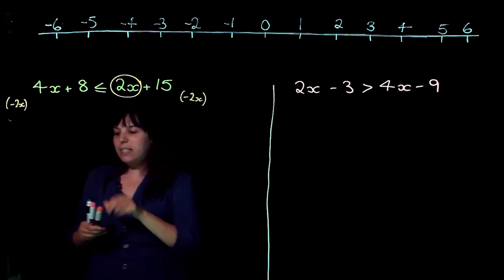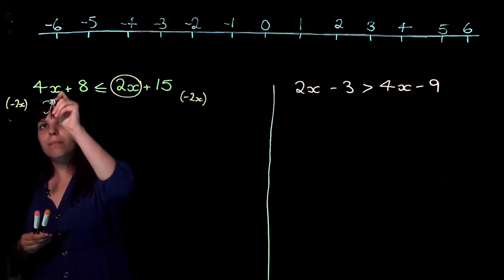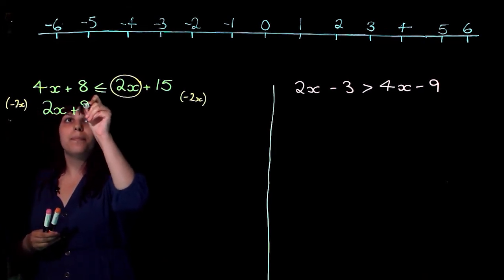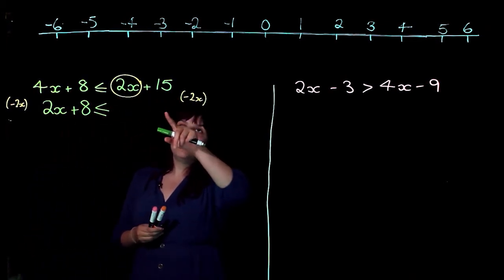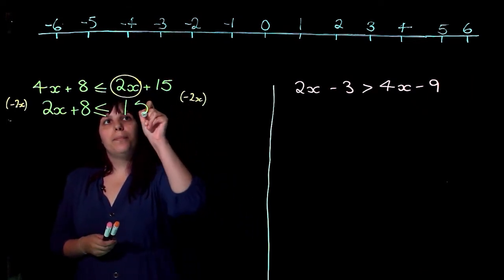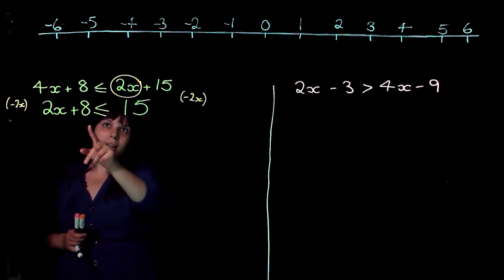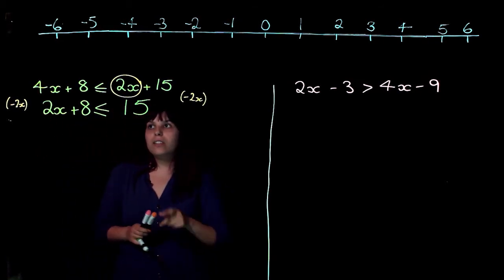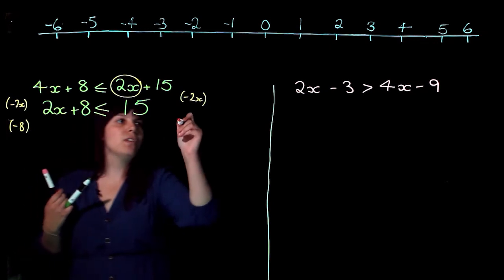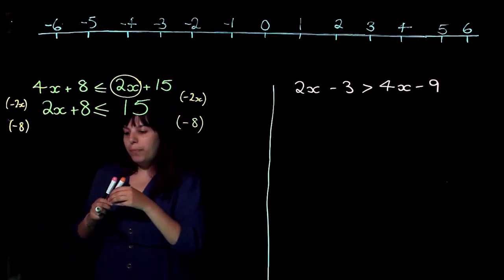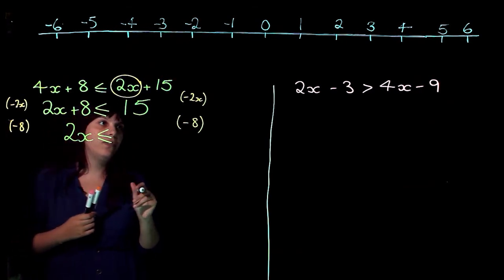So that makes this side 4x plus 8 minus 2x, which is 2x plus 8. And then that's less than or equal to 2x plus 15 minus 2x is just 15. Okay, now I've got x multiplied by 2 and I'm adding 8, which is less than or equal to 15. So I want to get rid of the plus 8. So I'm going to subtract 8 from both sides.